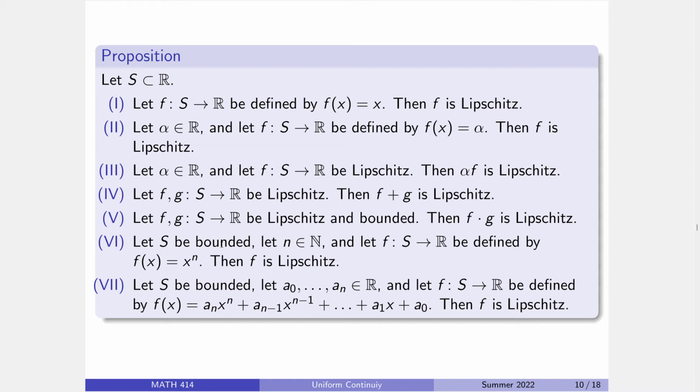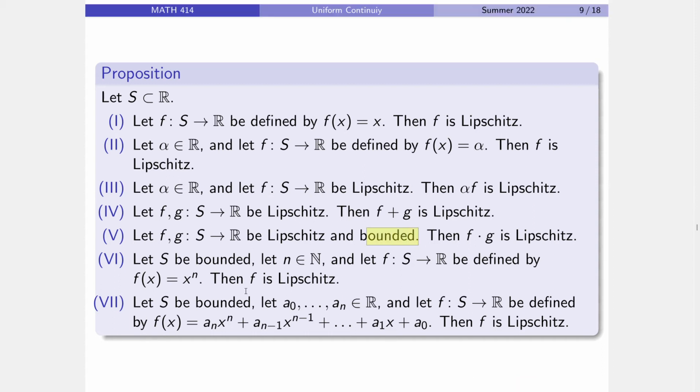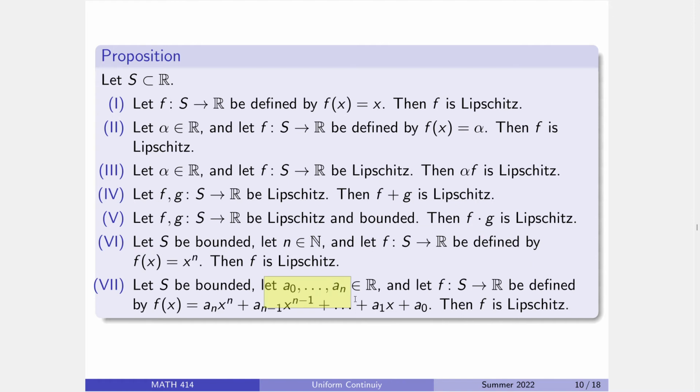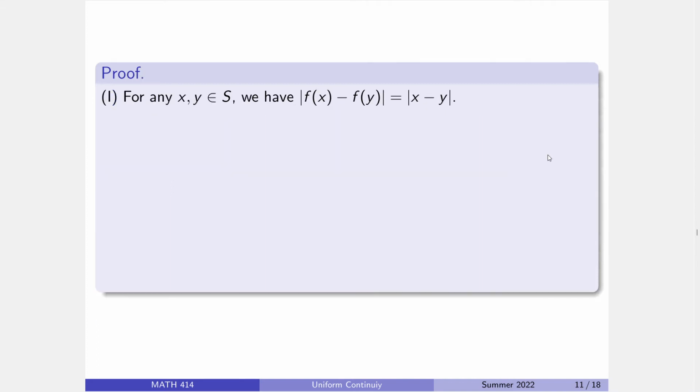Alright, cool. So this proposition has a lot of parts to it, but for the most part, none of these are too difficult to prove. The only proof that's going to be somewhat interesting will be 5. 1, 2, 3, 4 is just going to be purely unraveling the definition. For 5, there's going to be one little trick with the bounded. And then 6 and 7 are just going to follow from all the other points. So let's get to it.